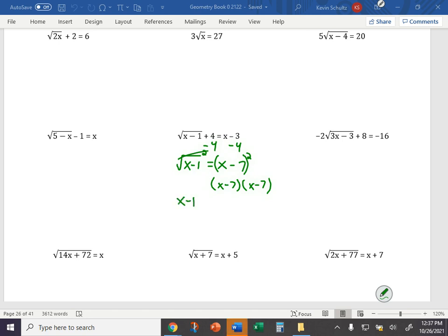We're left with x minus 1. And on the right side, we've got x squared minus 14x plus 49. Watch those signs. Okay, x squared minus 14x plus 49. And we got that from either crab clawing, foiling, or boxing.